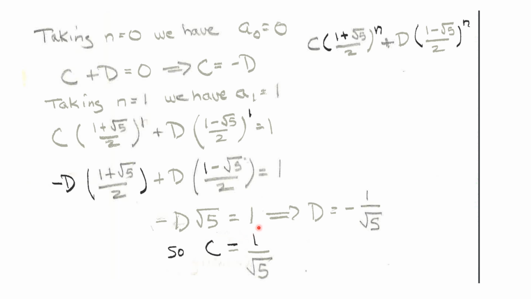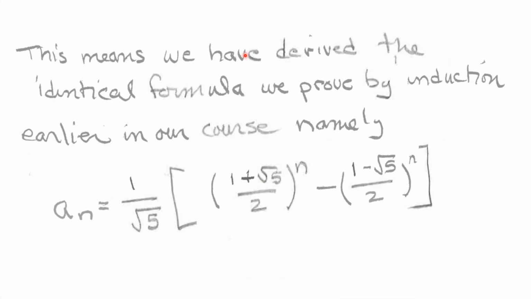So that's equal to 1, and that means that d is equal to minus 1 over root 5, and that tells me that c is 1 over root 5. This means we have derived the identical formula that we proved by induction earlier in our course, namely that a_n for the Fibonacci sequence is 1 over root 5 times (1 plus root 5 over 2) to the n minus (1 minus root 5 over 2) to the n.